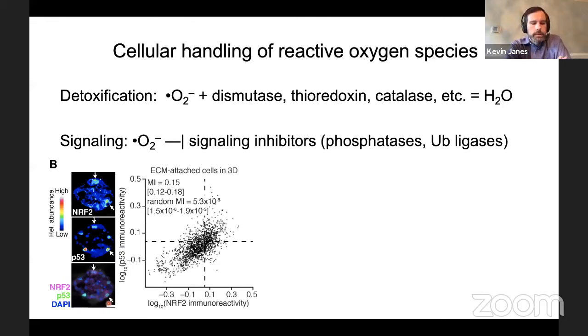We quantified the NRF2 P53 co-stabilization across hundreds of cells and analyzed their relationship by mutual information, which asked, given the stabilization of one protein, how much does that reduce uncertainty about whether the other will be stabilized? And what we found was a significant statistical coupling, non-zero mutual information between these two proteins.